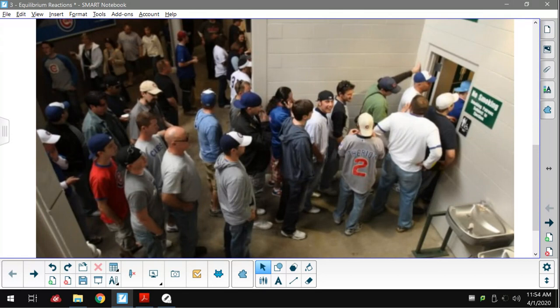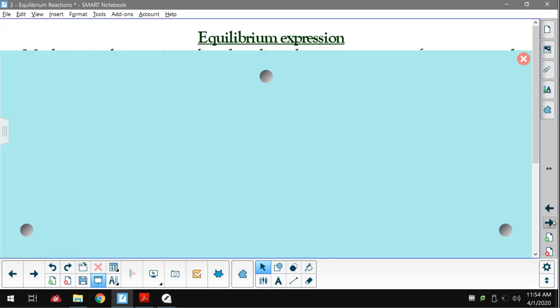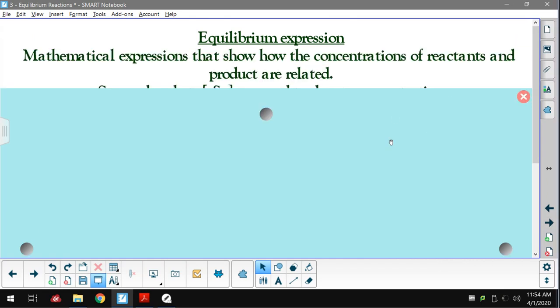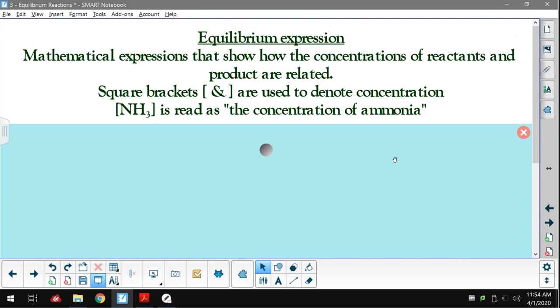Okay. And we'll just go with that for now. So an equilibrium expression is a mathematical representation of these. So mathematics can be used in this. We will not use this in Regents chemistry nor honors chemistry, but it will be used in AP chemistry. And it's a mathematical expression that shows how your reactants and products are related in terms of concentration.